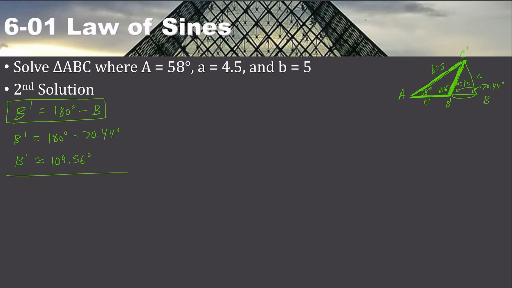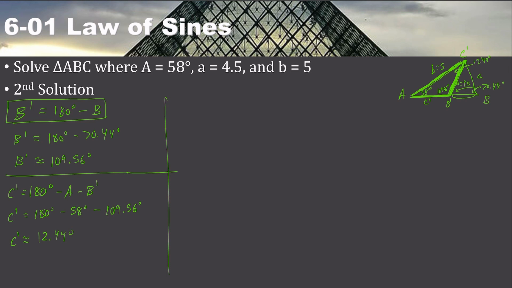And then we can find our other angle C. Now we just have this triangle, just solve the triangle like you normally would. So angle C is 180 minus A minus B, but it's our new B for our new triangle. A was 58 degrees, B was 109.56 degrees. So angle C is approximately 12.44 degrees. So that's everything except for side c.